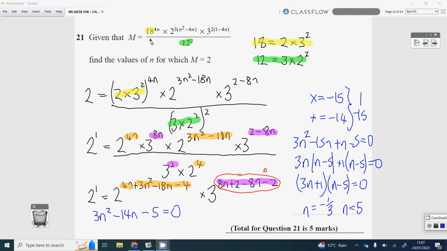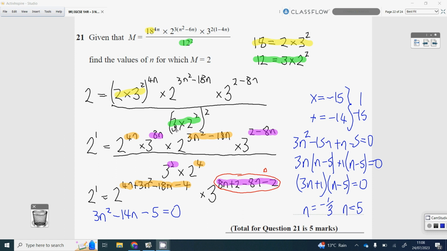So you need to appreciate that 18 is 2 times 3 squared, and 12 is 3 times 2 squared. So start off by replacing the 18 with 2 times 3 squared and the 12 with 3 times 2 squared. That's what I've done here, and that's equaling 2. So now just get rid of the brackets basically. So it's going to be 2 to the power of 4n and 3 squared to the power of 4n. Now remember, when you've got a power inside and outside the bracket, you multiply them. So this is going to become 3 to the power of 8n. So 2 to the 4n, 3 to the 8n, which I've done here.